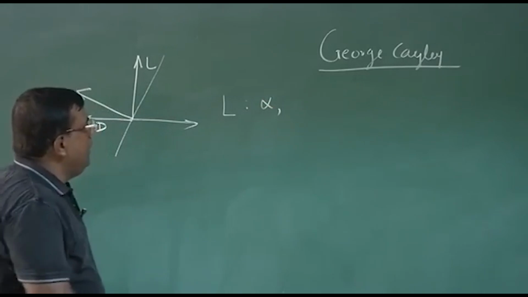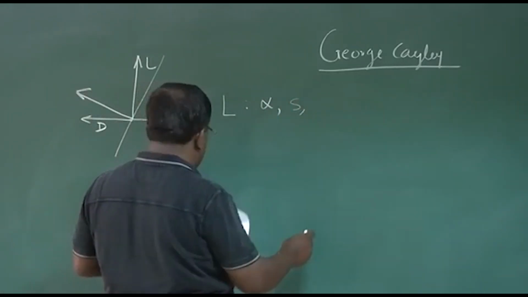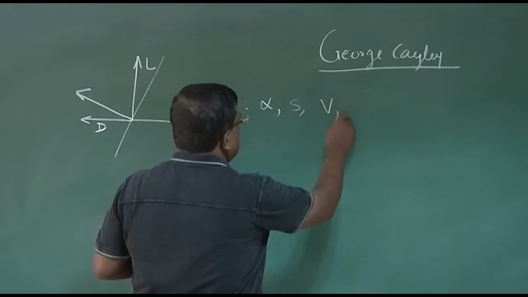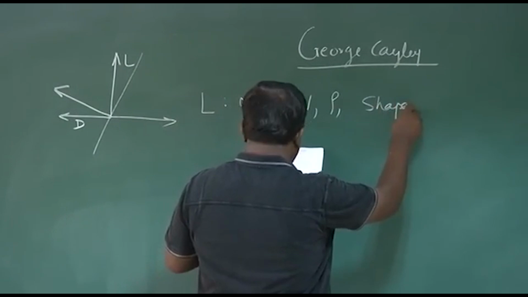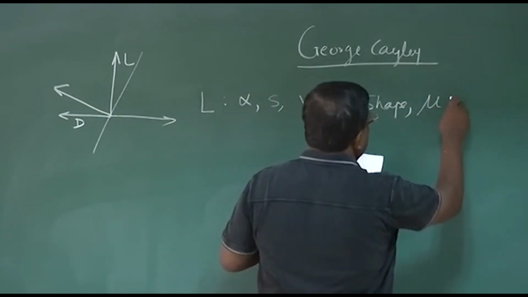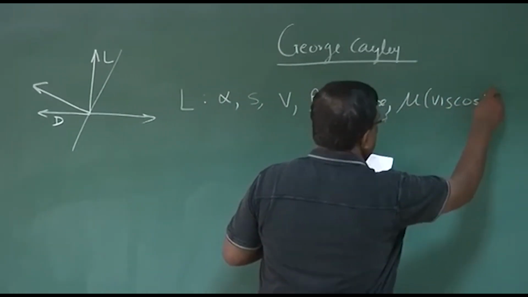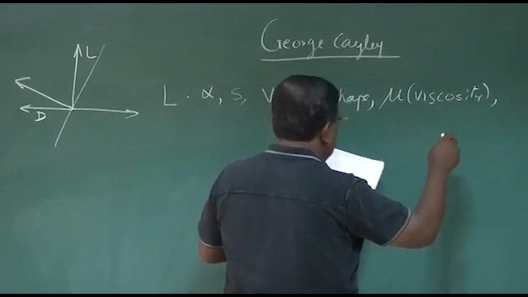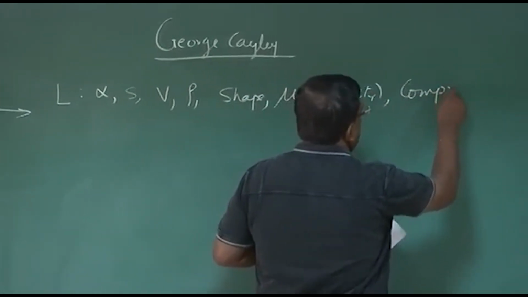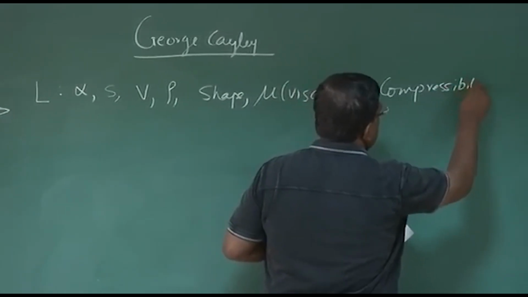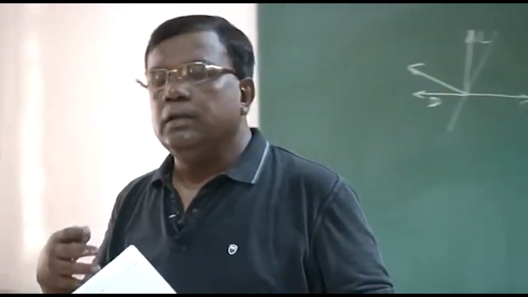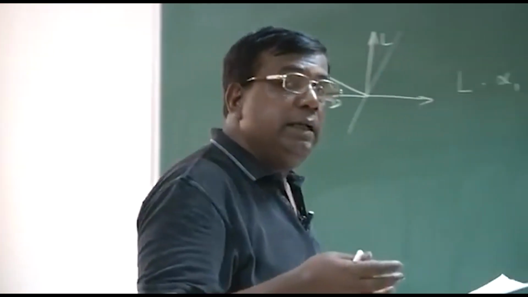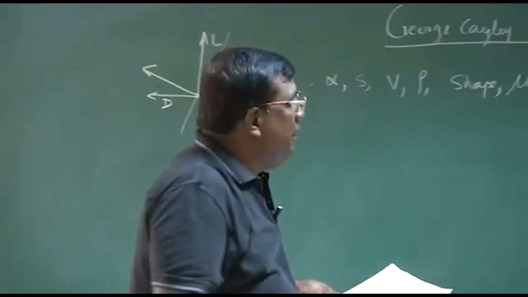It will be proportional to area S. It will be proportional to velocity, density, then shape, then maybe viscosity, and I am also writing something, compressibility, because air is compressible. If the vehicle moves a little faster, then the air particles get compressed, and accordingly we have defined three types of flow.